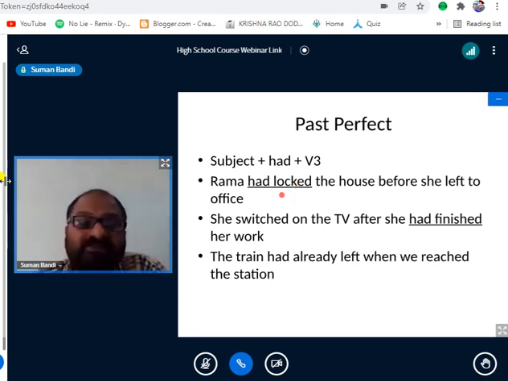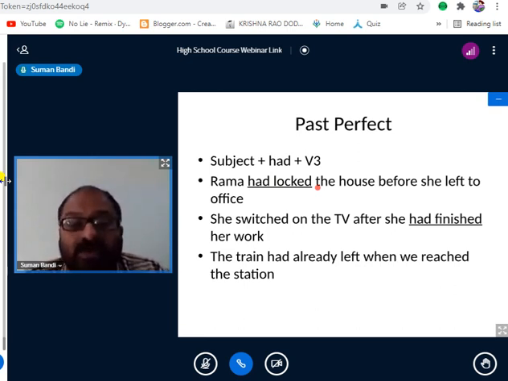Now, this is also one of the most confusing tenses. First of all, we don't use this tense much in real life, in real speech. In formal writing it is usually used a lot rather than in spoken English. Now, where does this confusion happen is, again, when you make a sentence like had plus V3, Rama had locked the house, it is clearly a past action, no doubt.